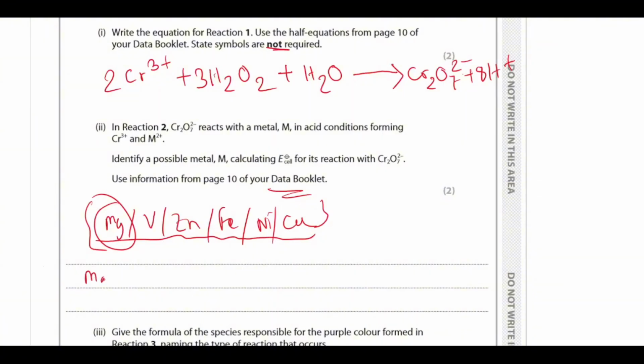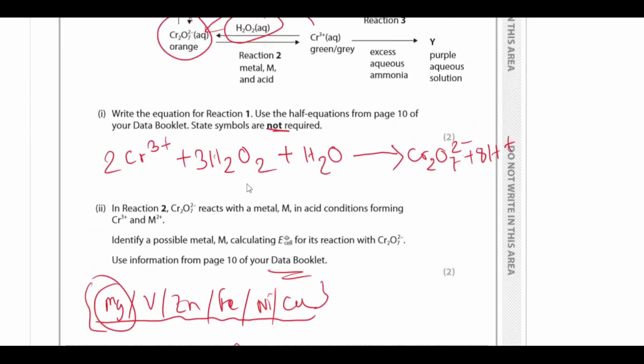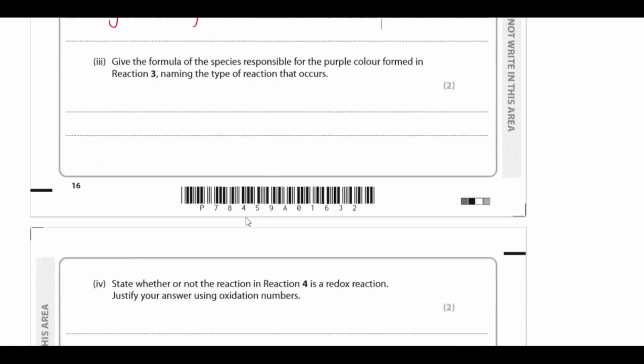All right, so according to the data booklet I can clearly see here that the E cell value for magnesium would be, of course, +3.7 V, considering it's more likely to get oxidized. So that's why, basically. All right, moving on to the next one.